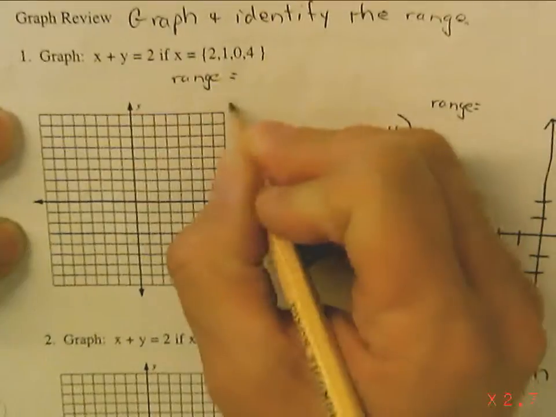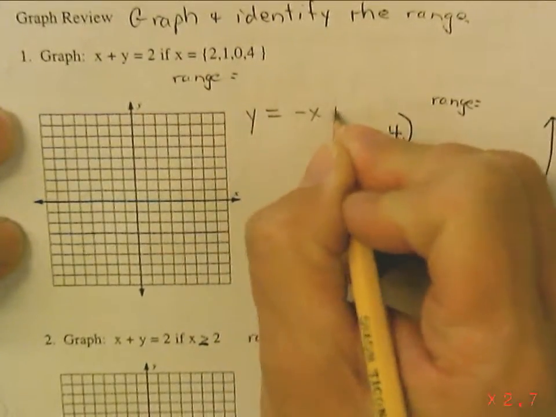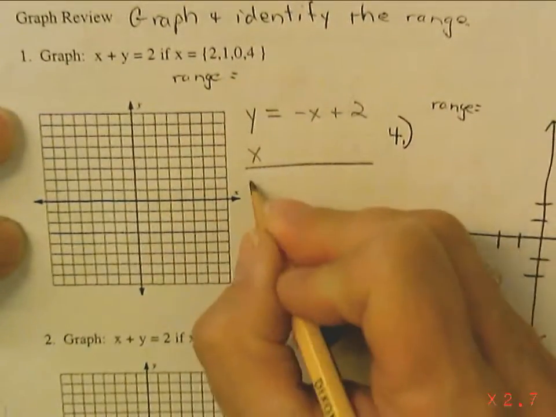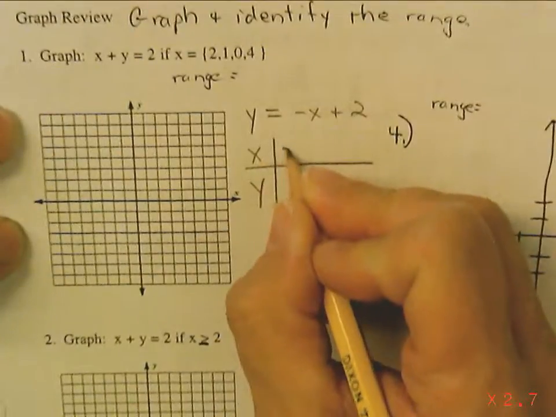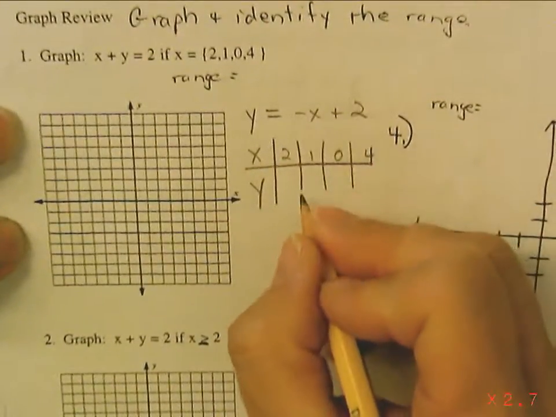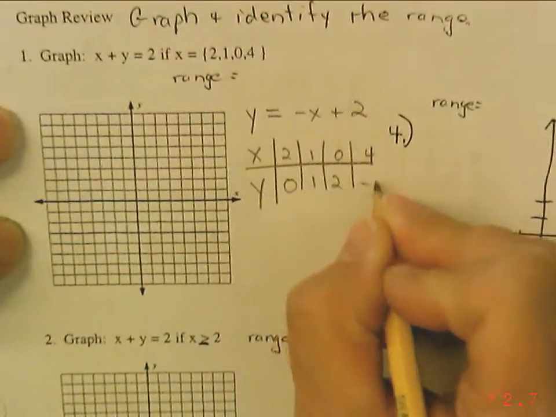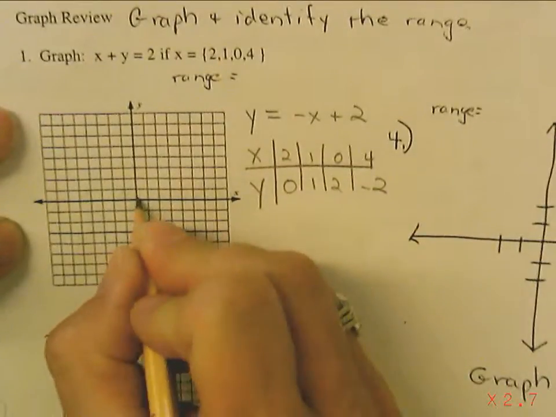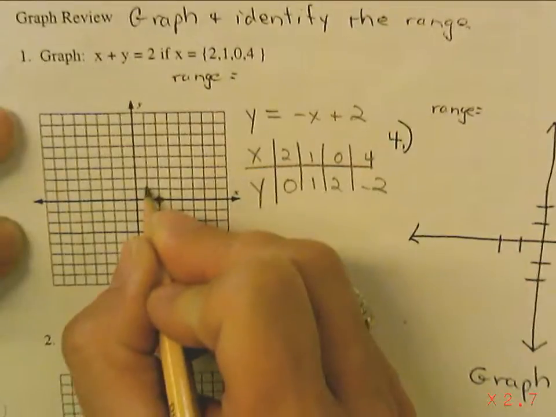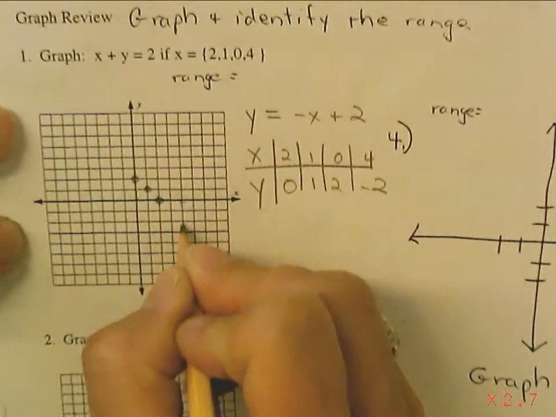So first, I rewrite my equation solving for y. y equals negative x plus 2. I don't have to choose a domain because I'm given a domain. My domain is restricted. So I do 2, 1, 0, 4. I plug in my x's, I get y values of 0, 1, 2, and negative 2. And I graph (2, 0), (1, 1), (0, 2), and (4, -2).